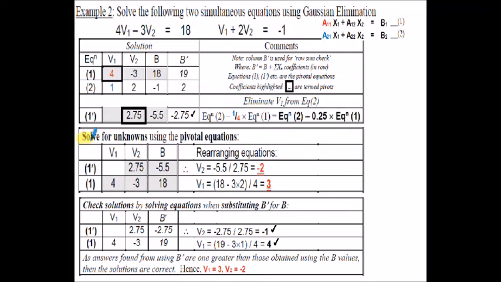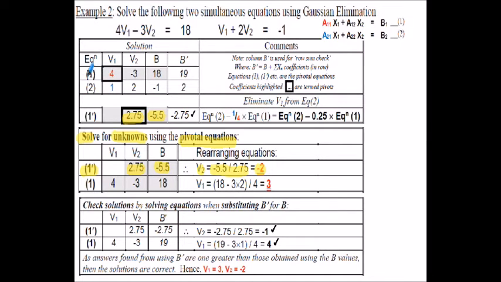So we're going to solve for our unknowns using the pivotal equations. First of all, 1 dash and then 1. So for the pivotal equation 1 dash, we have the 2.75 coefficient for the V2, and that's equal to the -5.5 for the B. So we can rearrange that equation. -5.5 divided by 2.75 will give us the value of V2. In this case, that's -2.